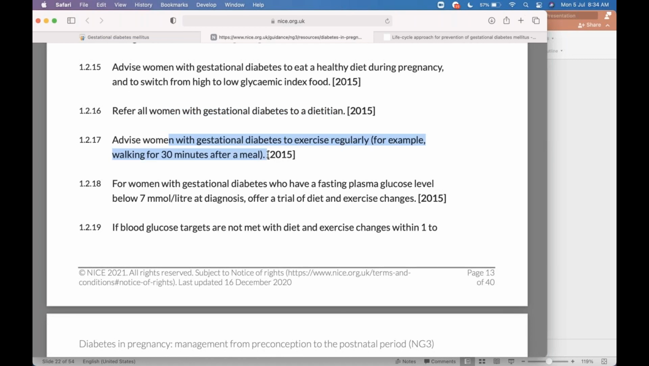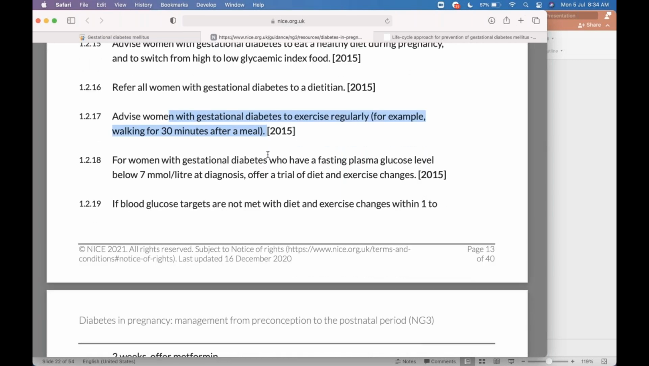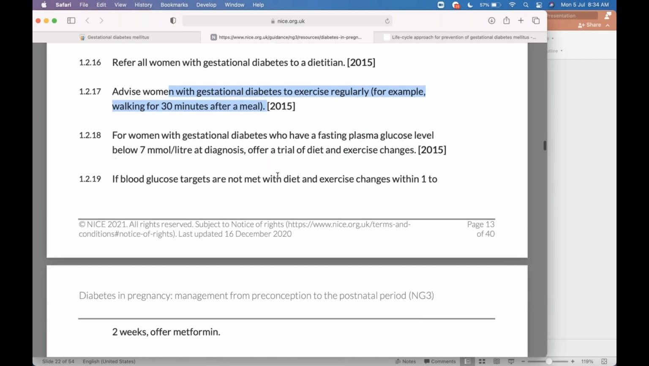Now you will refer all the patients of gestational diabetes to a dietitian, and you will tell them to exercise regularly. For example, walk 30 minutes after a meal. Anyhow, we should all develop this habit to walk for 30 minutes after a meal, but this is extremely important for gestational diabetes.